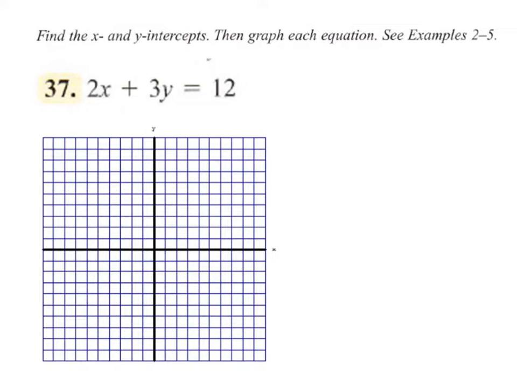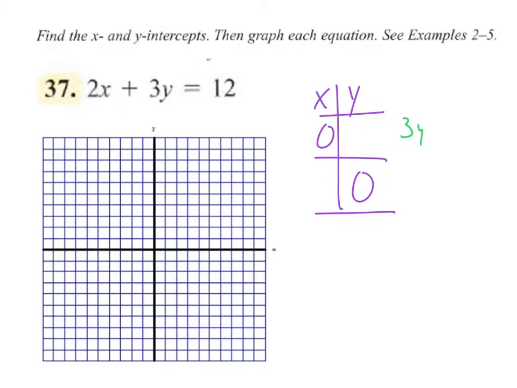Here's a graph for you to try, so if you want to pause and work through it, then when you resume, I'll go ahead and go through the problem. So first, finding the x and y-intercepts. Again, if we make a table, plug a 0 in for x, find y, plug a 0 in for y, and find x. So when x is 0, really we're left with 3 times y equals 12, because of course the 2 times 0 is gone. So y turns out to be 4.